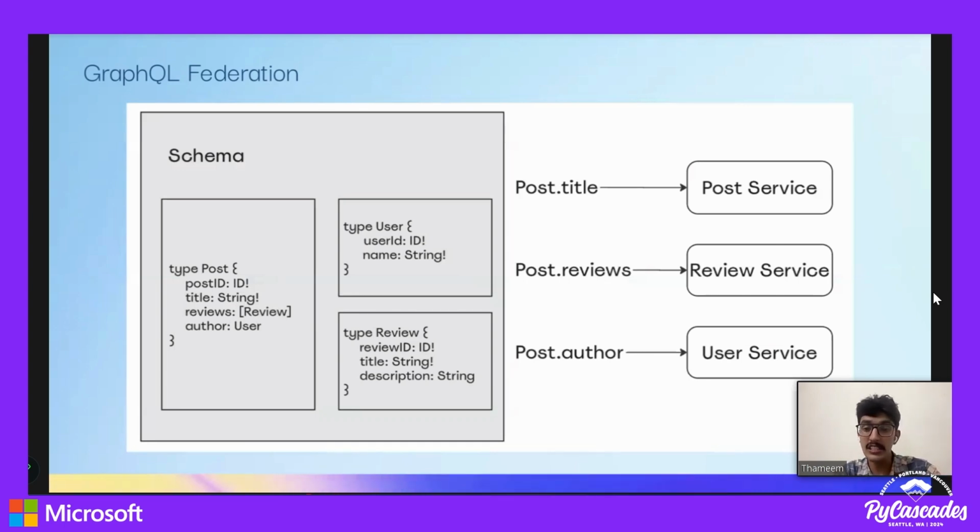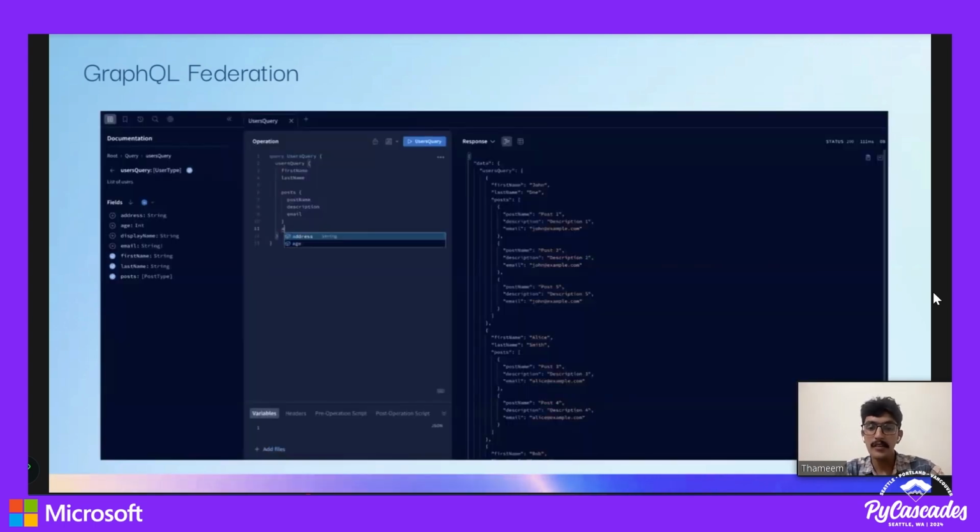So maybe these three areas are owned by three separate engineering teams. They are responsible for building these areas, these domains, and maintaining the system. Now, in an unfederated implementation, we have this simple schema owned by individual teams.